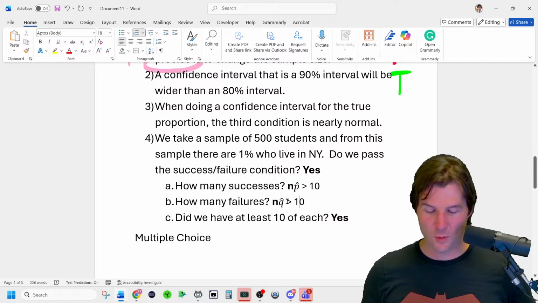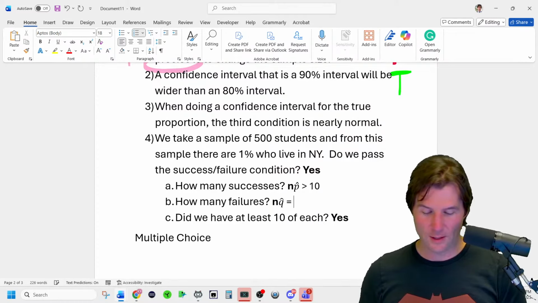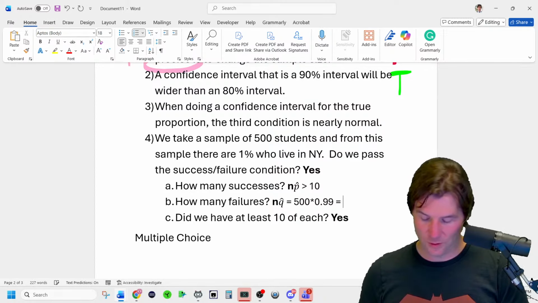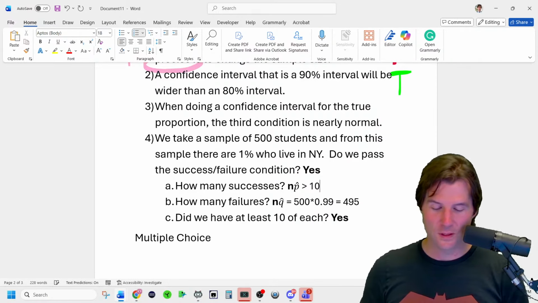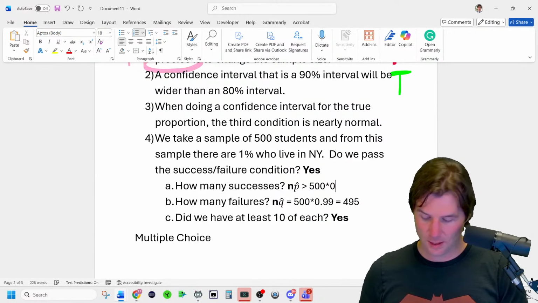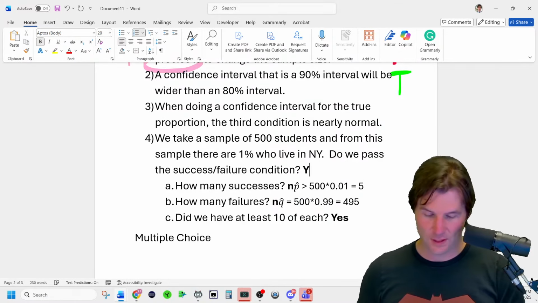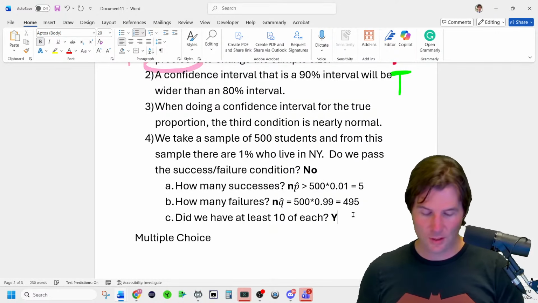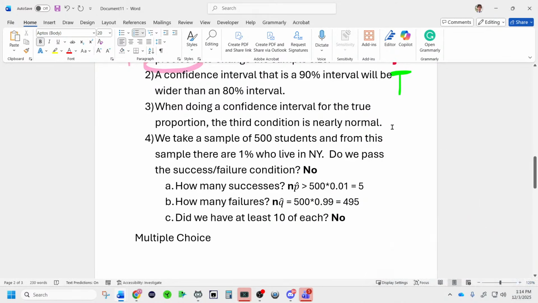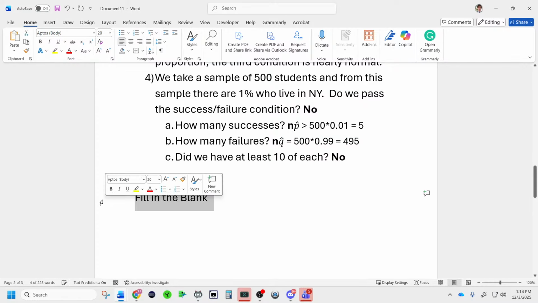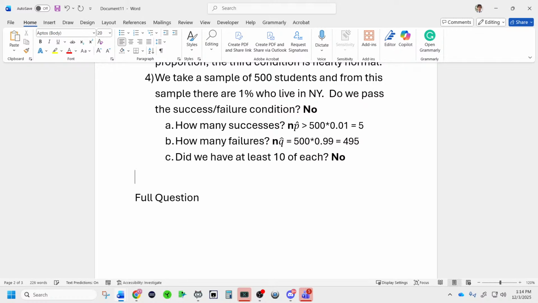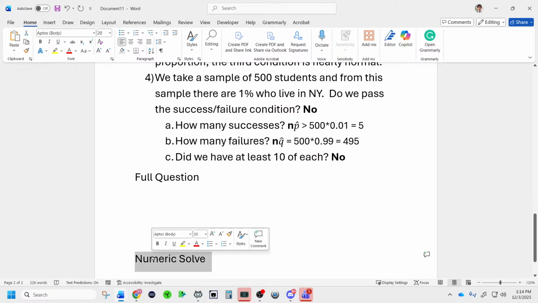And n q-hat is equal to 500 times 0.99, which equals 495. And this one right here is 500, the sample size, times the percent, which is 1%, equal to 5. And so now we do not pass. We only have 5 successes. So you need to identify your notation sometimes to make sure you can figure out if we pass the success failure condition, which we would not pass in this instance. That's a really good test right there. We'll do a full interval here. Let's do a full question with this, and then we're going to do the next topic, which is going to be p-values. This is going to have numeric solve and a bunch of things.